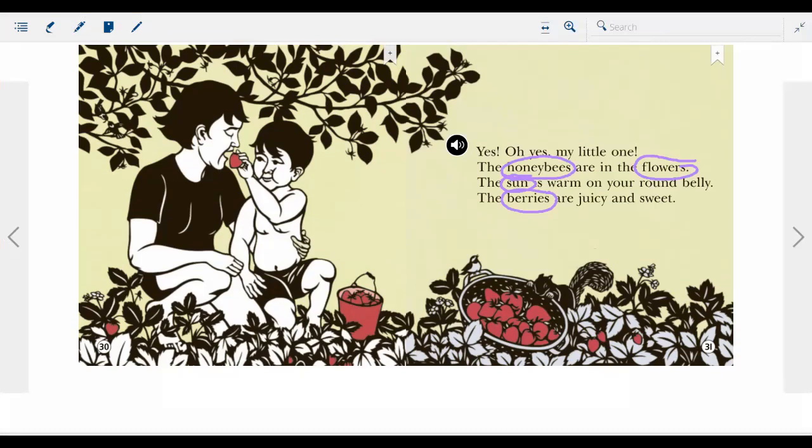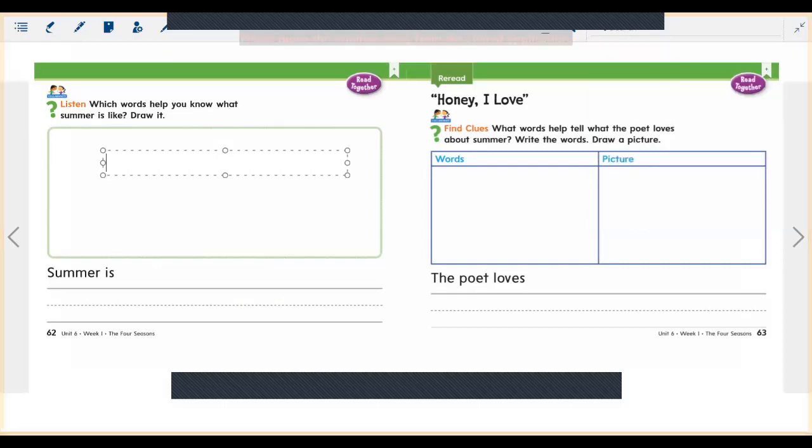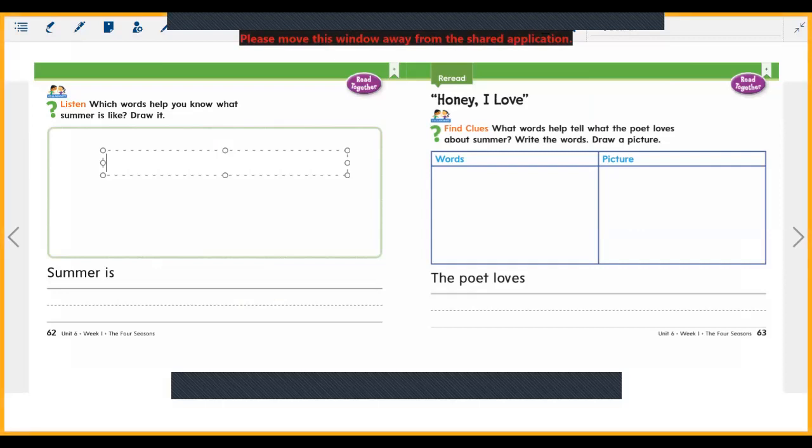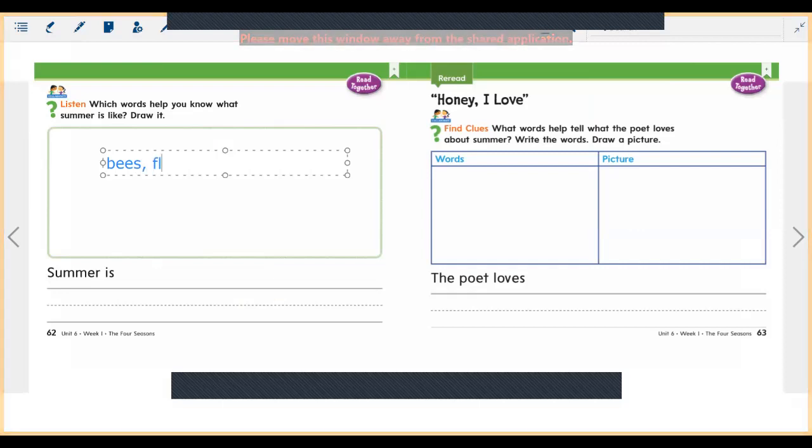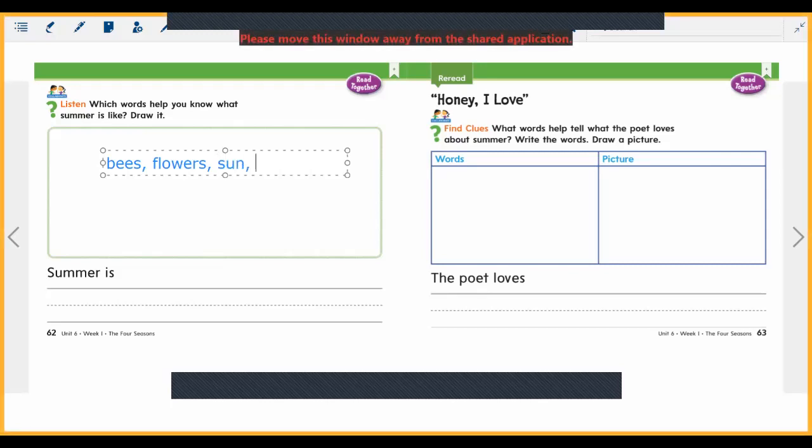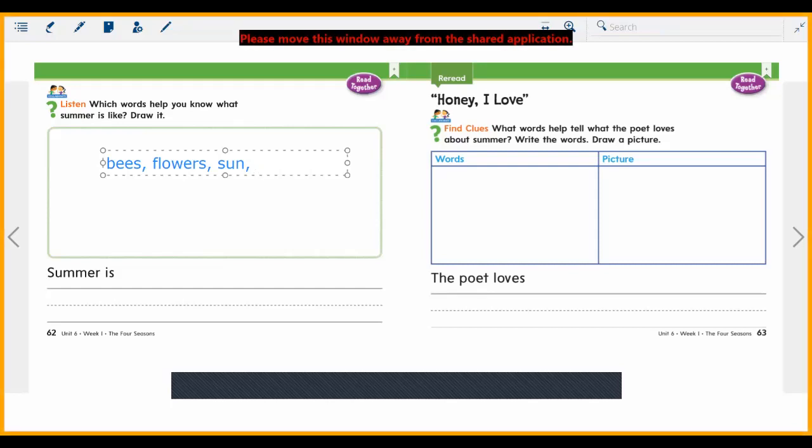Let's go back to our close reading companion. So on page 62, it asks you to draw the words that help you know what summer is like. So you're going to draw. I'm going to write those words so that you can remember them. Remember, we heard the words, let me write it here, bees. Do you remember what else we heard? Flowers. So you're going to draw these, okay? What else? Sun. And berries. So draw those in this square.